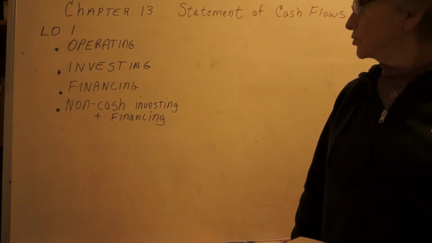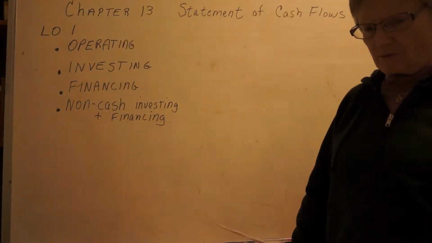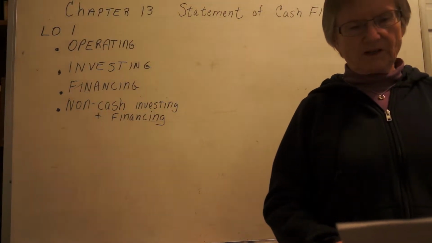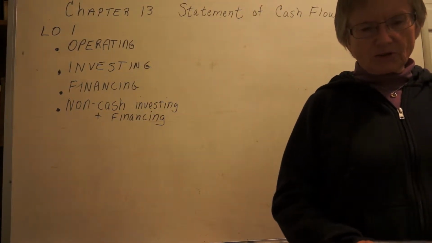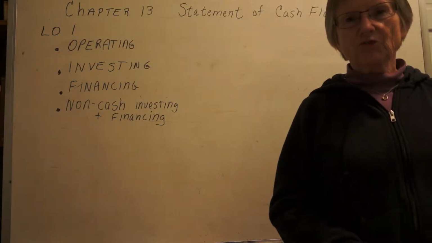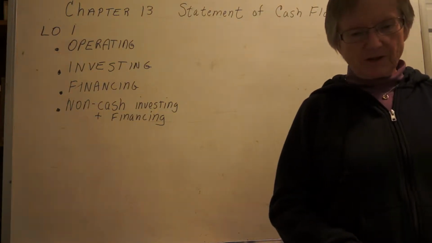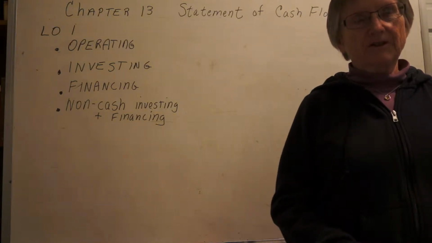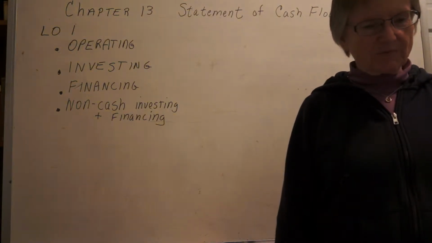So this is learning objective 1, which is what's on the statement of cash flows, why is it useful, and what does it look like? So let's look at the illustration on page 628 of the book. And this is where it gives you an indirect method cash flow statement.